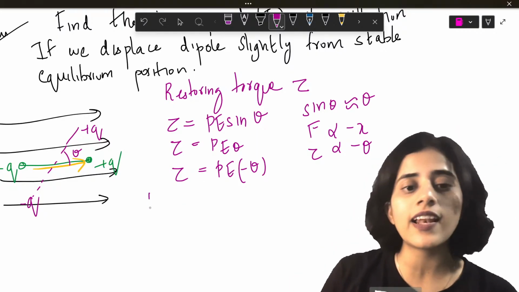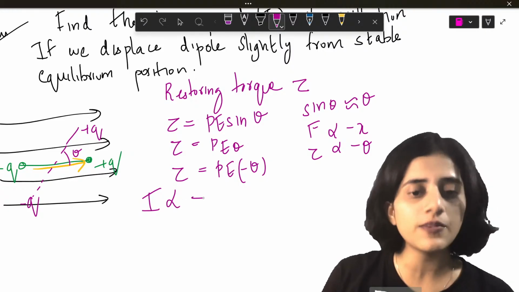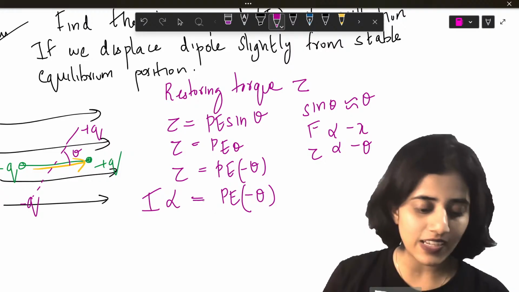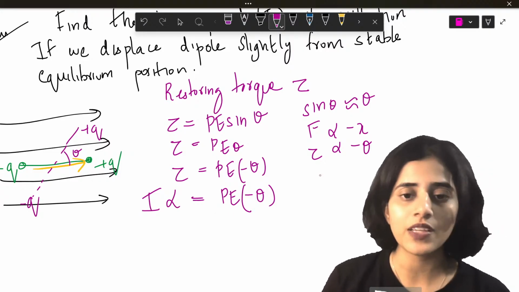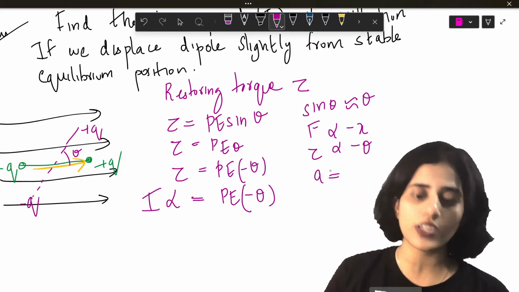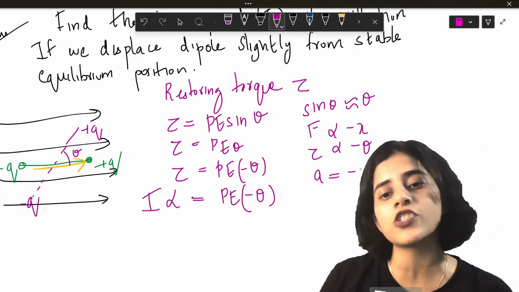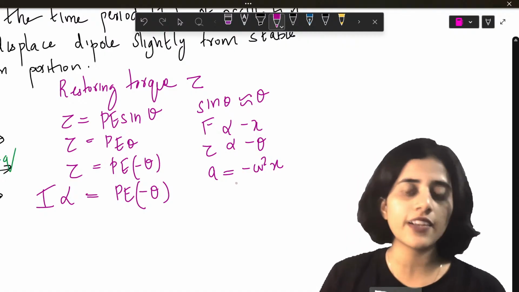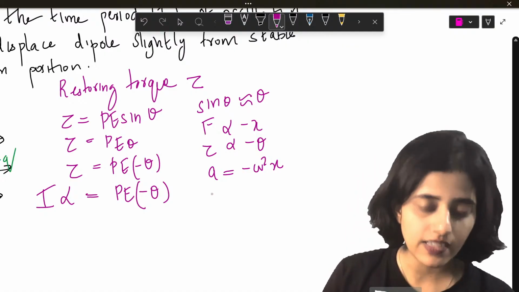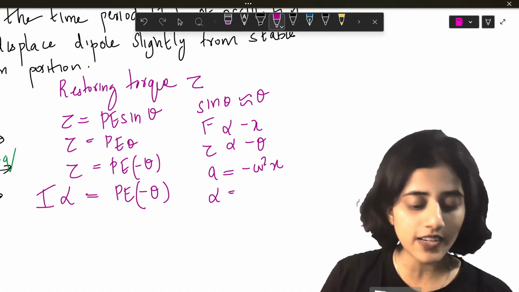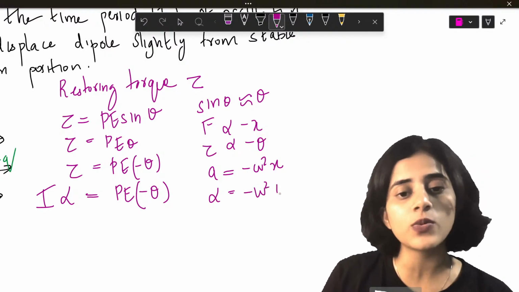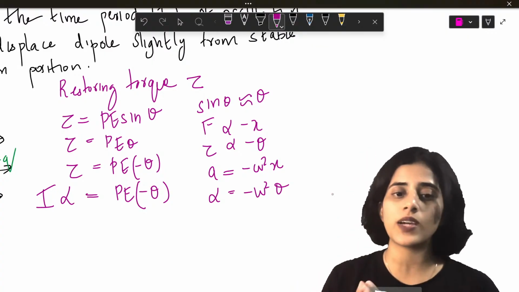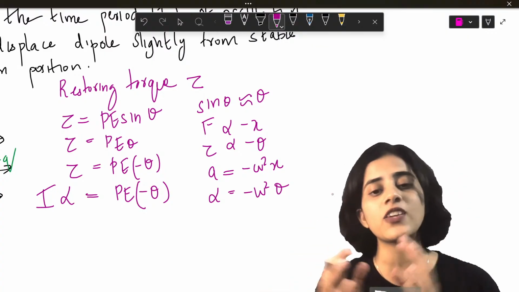Now what is torque? In the last question we already did it: I alpha. So I alpha is going to be equal to PE into minus theta. Now what is linear acceleration? According to SHM, linear acceleration is minus omega square x. Now, angular acceleration will be what? Minus omega square theta. That's the only difference. Linearly, acceleration is minus omega square x. Angularly, acceleration is minus omega square theta.